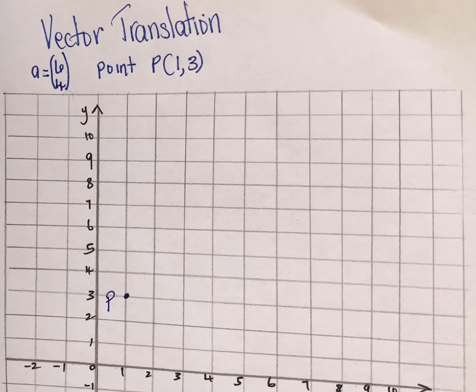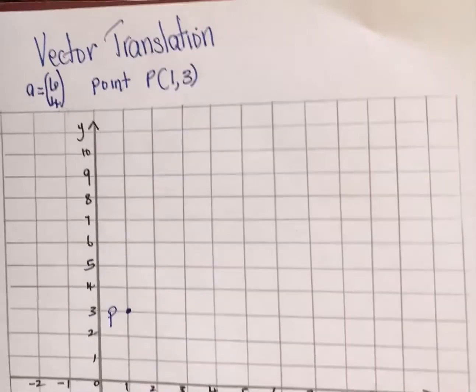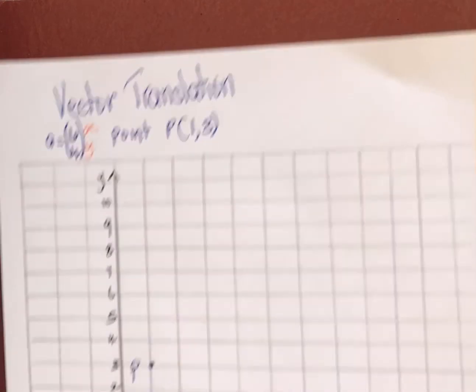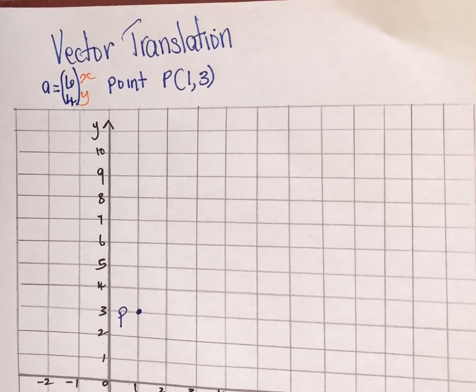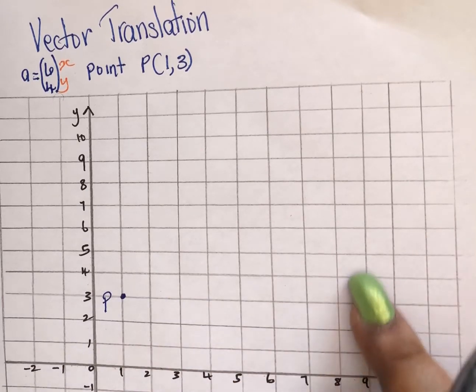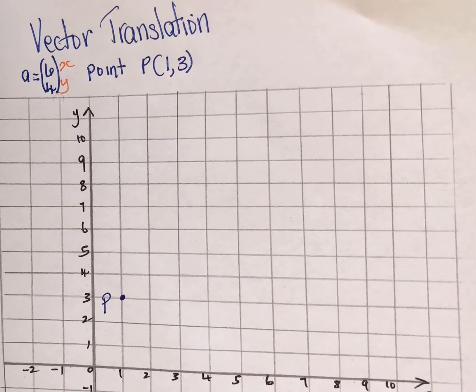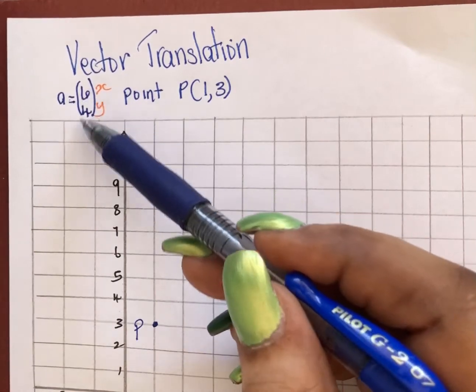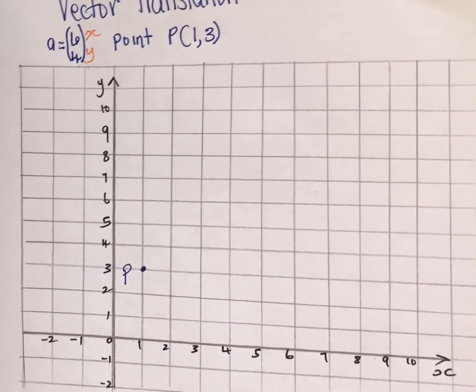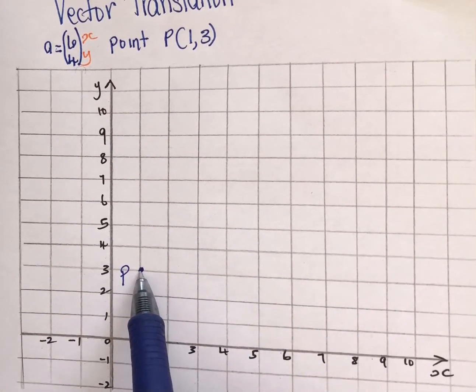Good. Now I want to translate it using the vector (6, 4). 6 is my x and 4 is my y. Notice they are both positive numbers. This means that I am going to the right on my x-axis and I'm going up on my y-axis. Depending on the signs or the directions of the number, that is how we will know where to move starting from our given point P in this case.